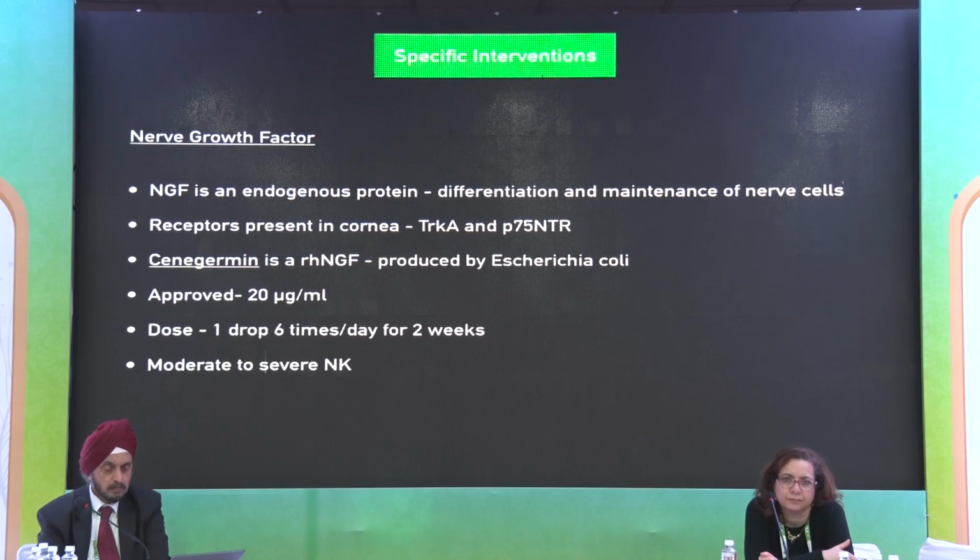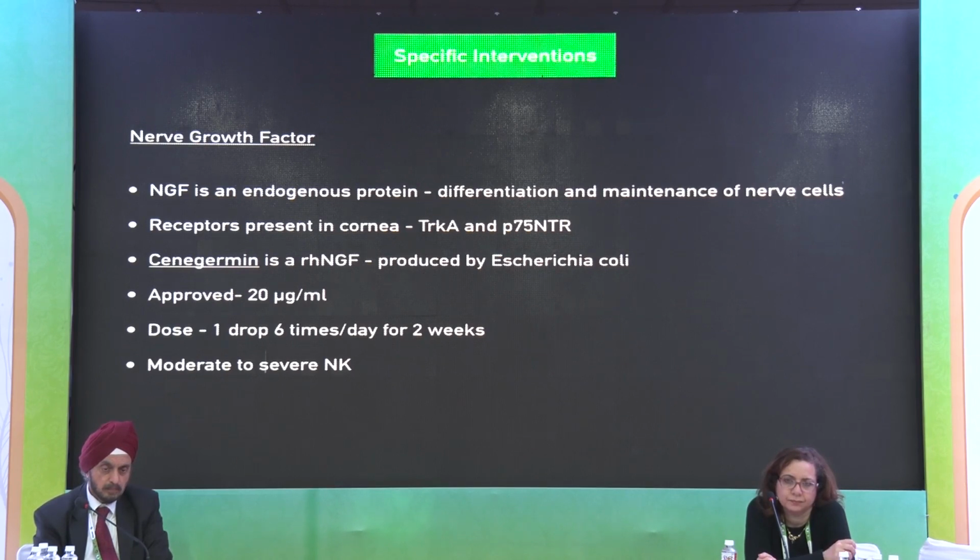There are certain specific interventions where drugs have been tried to improve the corneal sensations, and that's how the epithelial healing can be improved. So nerve growth factor is an endogenous protein which helps in differentiation and maintenance of the nerve cells. There are nerve growth factor receptors present on the cornea, both high affinity and low affinity, and the nerve growth factor drops are used so that they bind to these receptors and help in regeneration of the nerves.